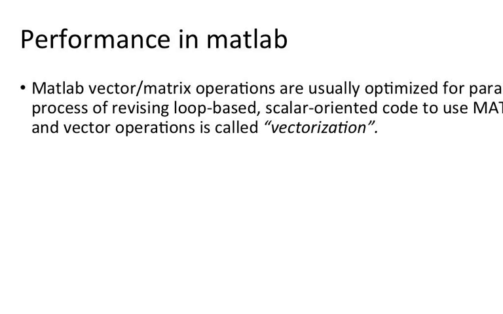Vectorization. This is an interesting part because usually MATLAB operations on scalar types are slow. However, MATLAB matrix and vector operations are usually optimized for parallelism. For example, if you want to add a 1,000 by 1 vector to another 1,000 by 1 vector, you can actually do them at the same time. You don't need to make a large for loop and add them one by one like in your C++ or Java program. Inside MATLAB, it has already been optimized for this kind of parallelism. MATLAB will use multi-threading or even your GPU to maximize this parallelism.